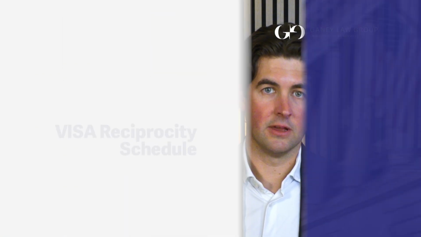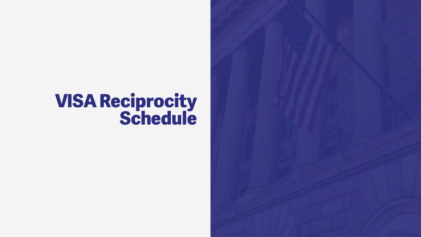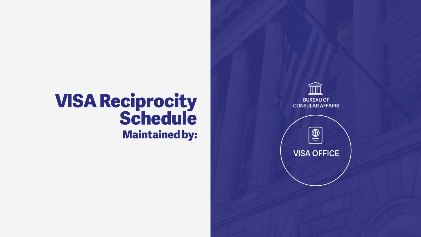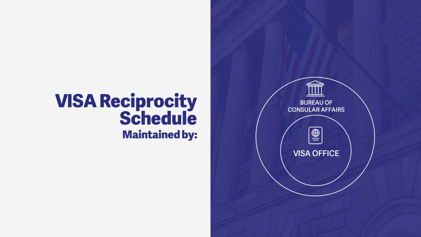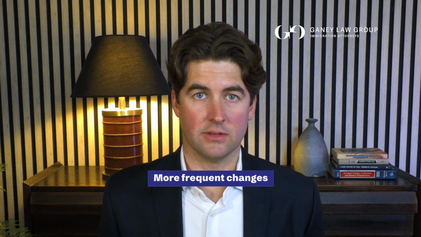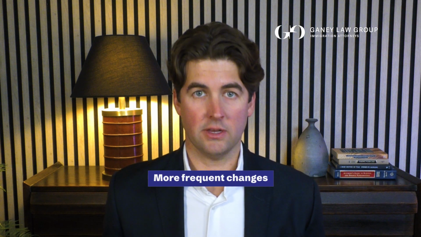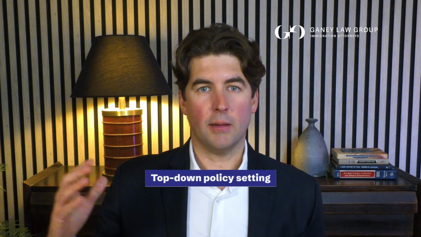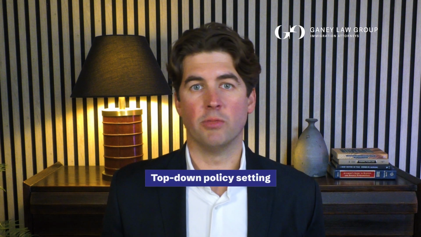The Visa Reciprocity Schedule is maintained and updated by the Visa Office, which is a part of the Bureau of Consular Affairs in Foggy Bottom here in Washington, D.C. And the Bureau of Consular Affairs is a sub-agency of the Department of State. And we're seeing that changes and updates are happening to the Visa Reciprocity Schedule with greater frequency, A, and B, that it's more of a top-down policy setting from the White House.